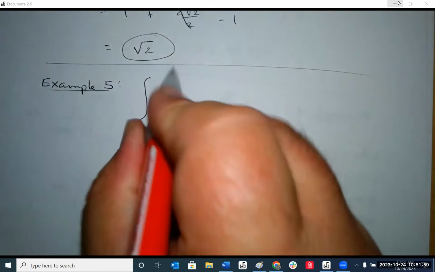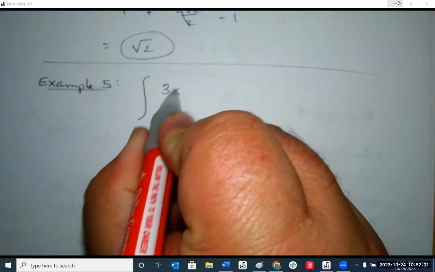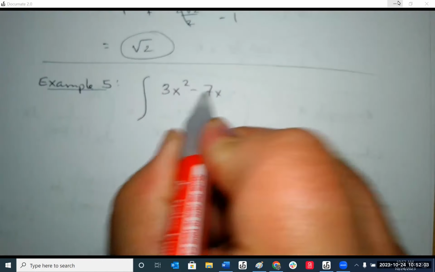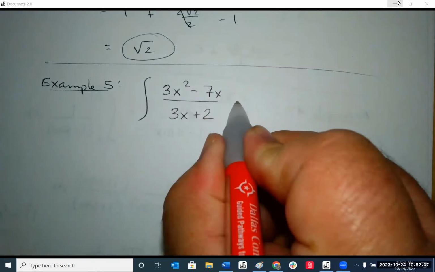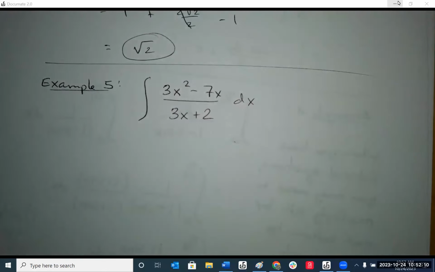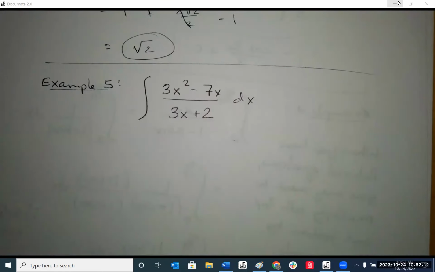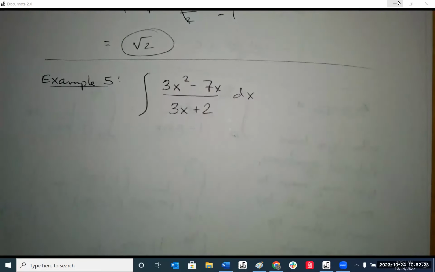Evaluate the integral of 3x squared minus 7x over 3x plus 2 dx. All right. What we're looking at here, we have a rational equation again, but not of trigonometric equations.